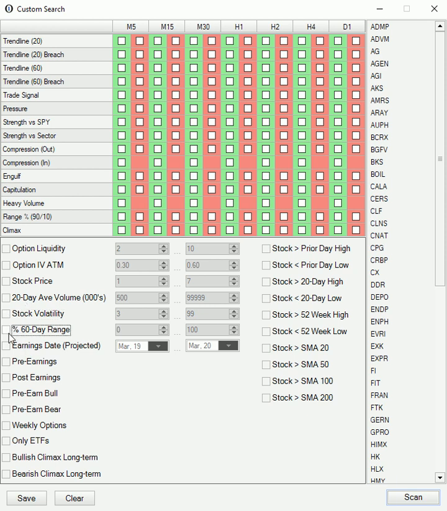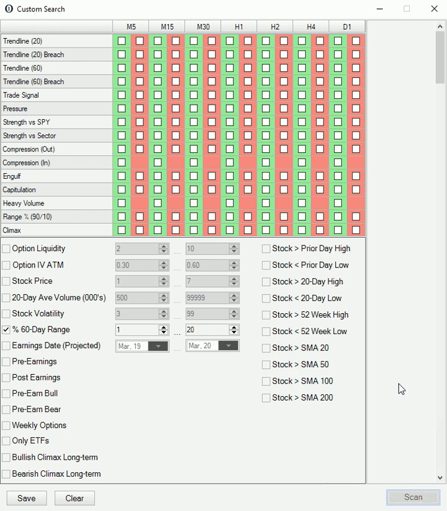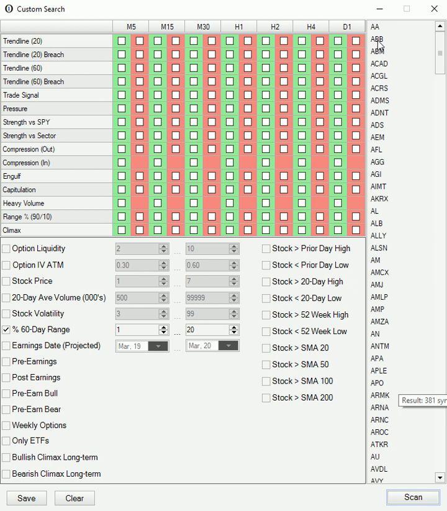I'd mentioned to you that you can also sort by percent of 60-day range. So let's say that I'm looking for a stock that's been pounded and I'm looking to do some bottom fishing. I might go from 1% to 20% of its 60-day range. And right now with the market pulling back, we're going to get a whole lot of stocks, but all of these would qualify, and then you use other criteria to narrow this list.